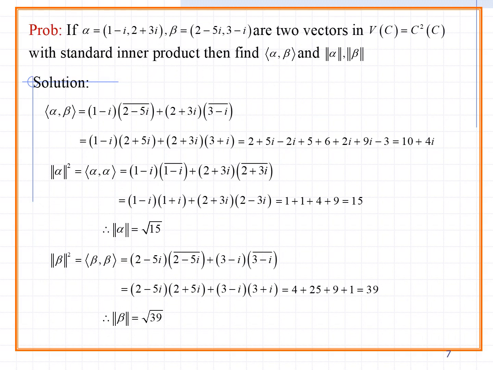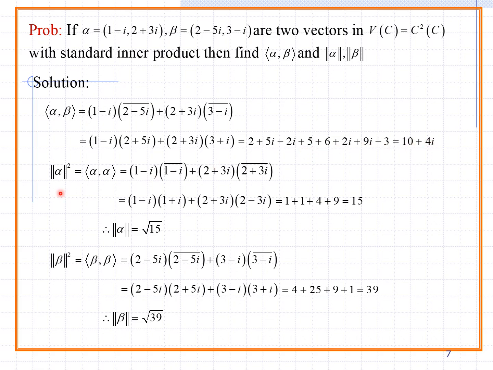So let us see one more similar problem. But here they are only asking for the standard inner product alpha comma beta and norm alpha, norm beta. They are given as two complex vectors. Simply remember, as I already said, 1 minus i into 2 minus 5i. The complex numbers, you write the conjugate of one. So 2 plus 3 into this one you write the conjugate. Once you take the conjugate, the imaginary part changes from negative to positive, and this one also negative to positive. Then you apply the product. Finally you get 10 plus 4i.